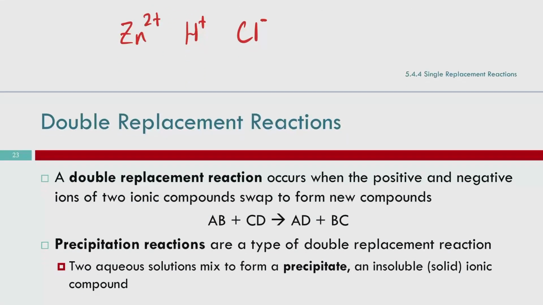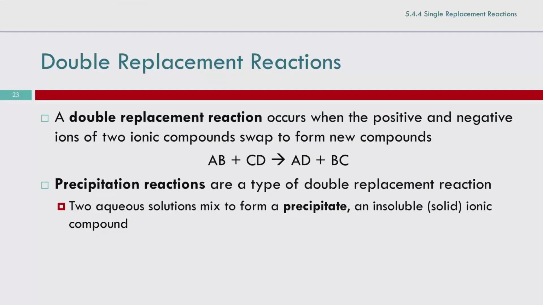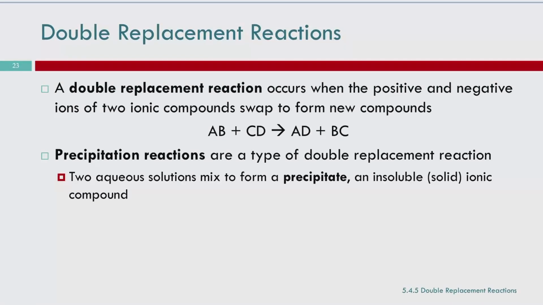There's also double replacement reactions. Double replacement reactions, rather than just swapping one thing, we're swapping 2 things. These are also sometimes called displacement reactions. So single displacement or double displacement reactions. A double replacement reaction occurs when the positive and negative ions swap, we're switching dance partners, to form new compounds. And so that has this general form.